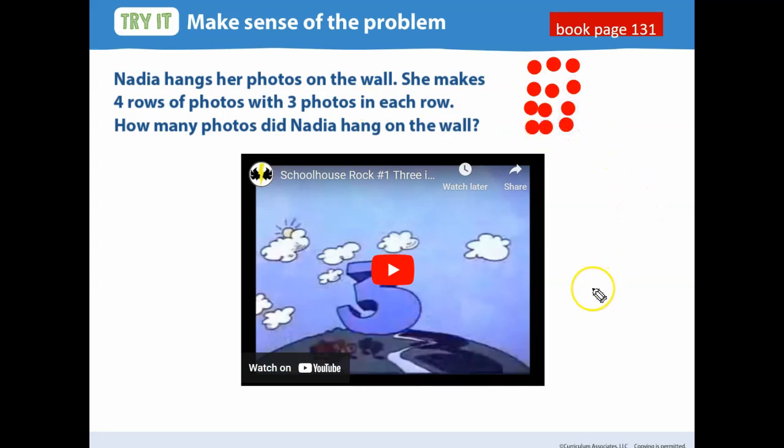Does that look right? Yes. I have 4 rows, 1, 2, 3, 4, and then 3 columns, 1, 2, 3. Okay. So how many photos does she have in all? 12. I just count all of those. So what would be my multiplication equation? 4 times 3 equals 12. So 4, because that's how many rows I have, times 3, how many in each row, equals 12.